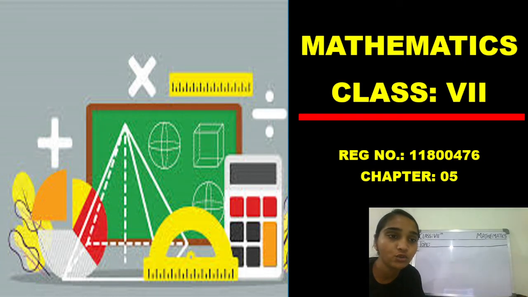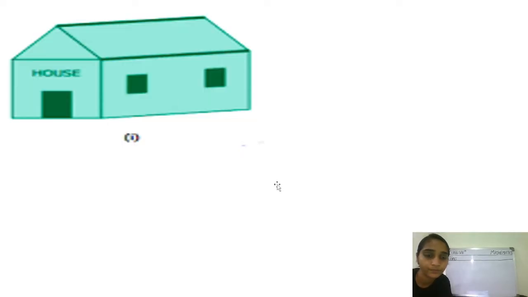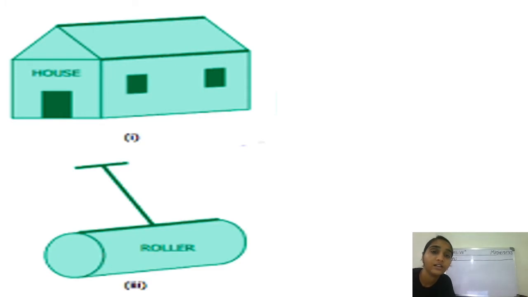Students, now I'm going to show you a few images one by one. What you have to do is identify the names of those images. Yes, what is the first image? Yes, there is a house. Very good students. And I think you can see some lines also in this house, right?